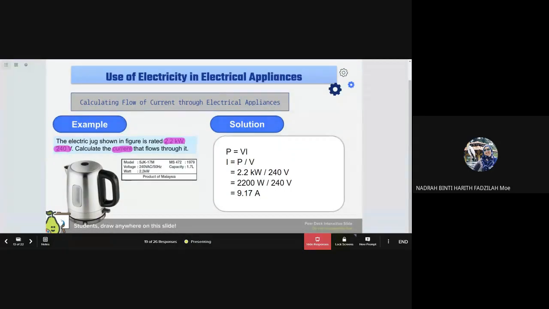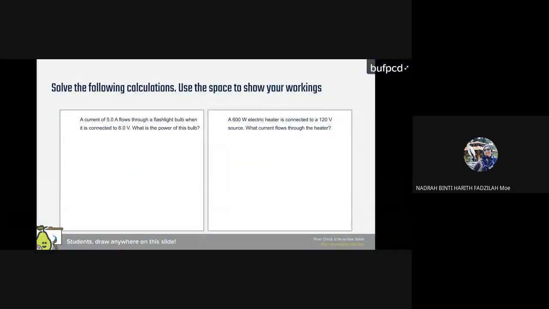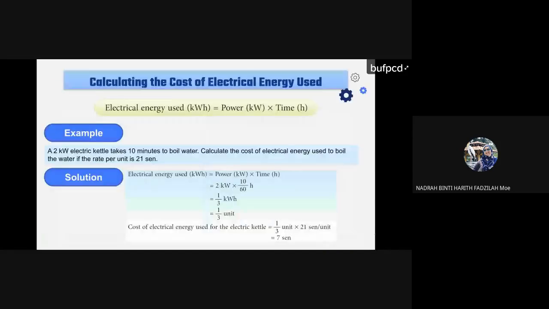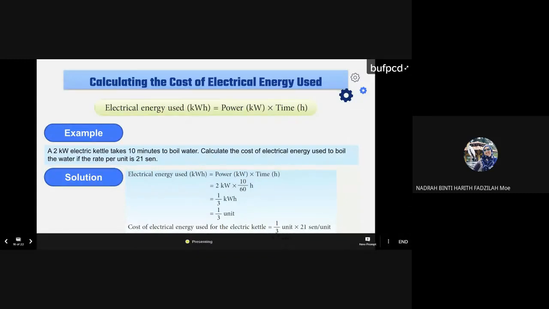Simple saja. So for the next question, ada yang dah sampai ya. Okay, so slide 14 and 15 will be your homework. Now let's take a look at slide 16. Since we know how to calculate power, sekarang ni kita dah tahu macam mana nak kira power. Macam mana daripada power, we want to calculate the cost of electrical energy used.